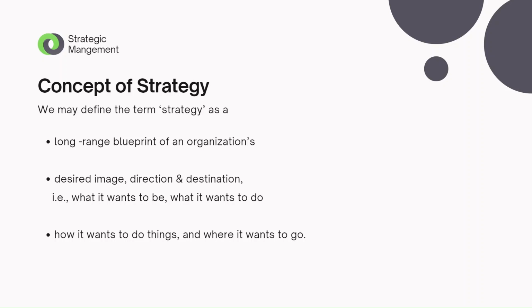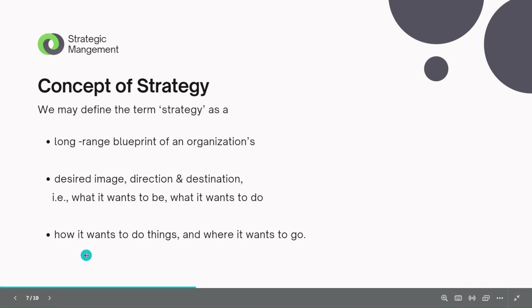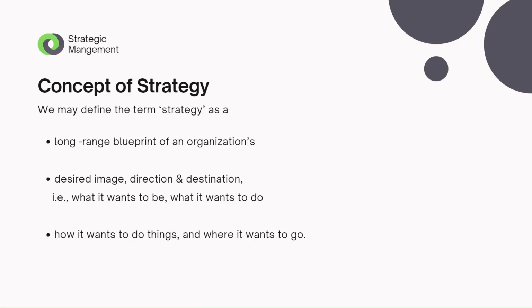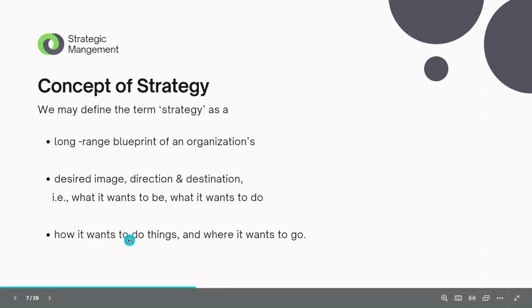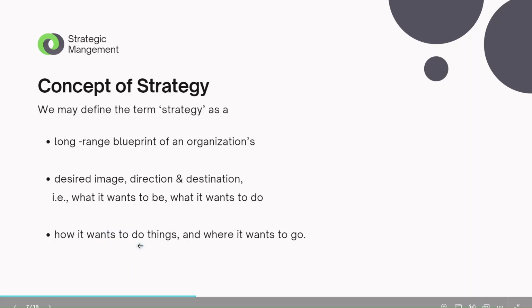So what it wants to be and what it wants to do: what is the future I want to become and what is it that I now want to do. And how I want to do things: how I'm going to study daily, sitting 6 or 7 hours, or what are all the resources I'm going to use. That's all the planning. That's all the strategy.